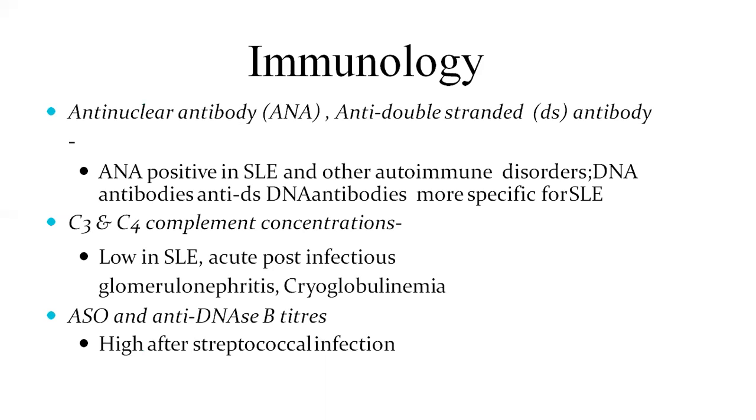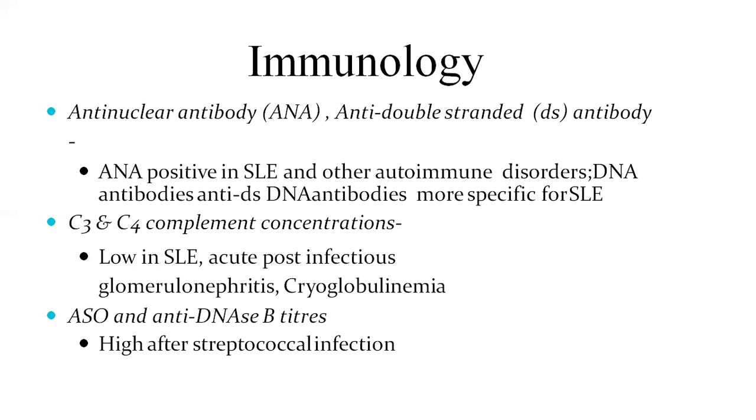Also, immunological examination for anti-nuclear antibody and anti-double stranded antibody. ANA is positive for systemic lupus erythematosus and other autoimmune disorders. Anti-DNA antibodies and anti-double stranded DNA antibodies are more specific for SLE. C3 and C4 complements are low in SLE, acute post-infectious glomerulonephritis, and cryoglobulinemia.